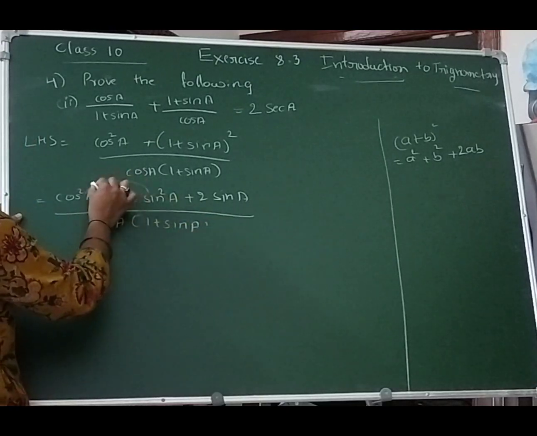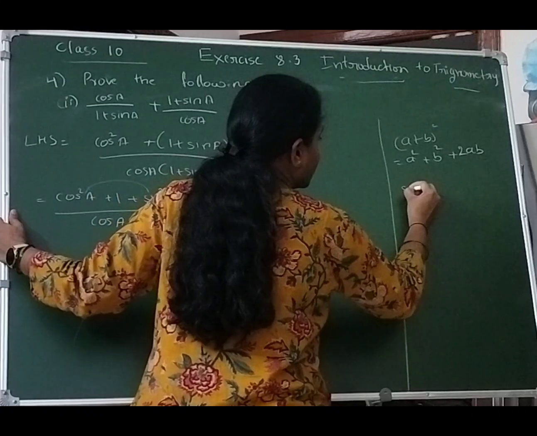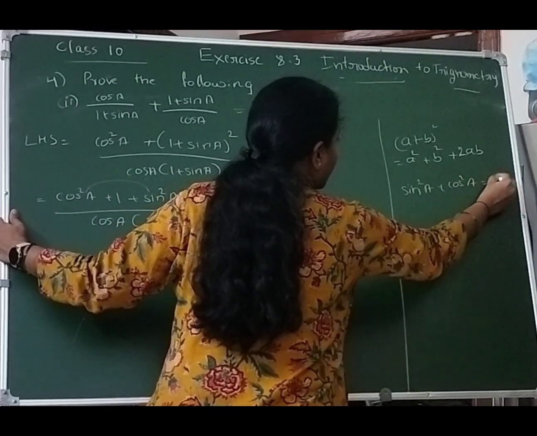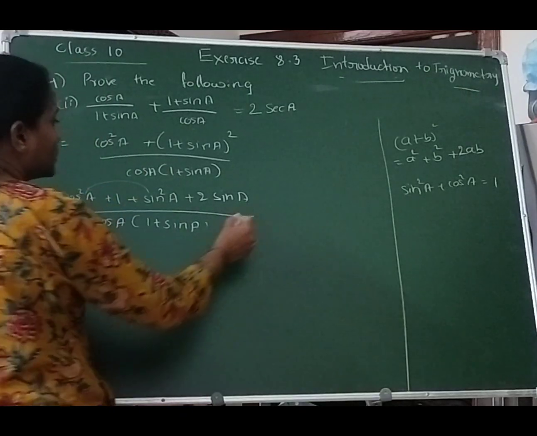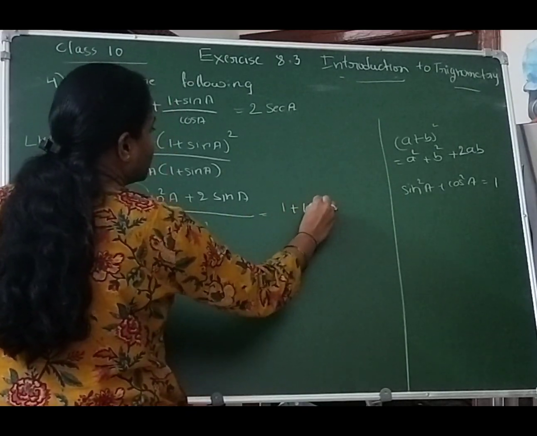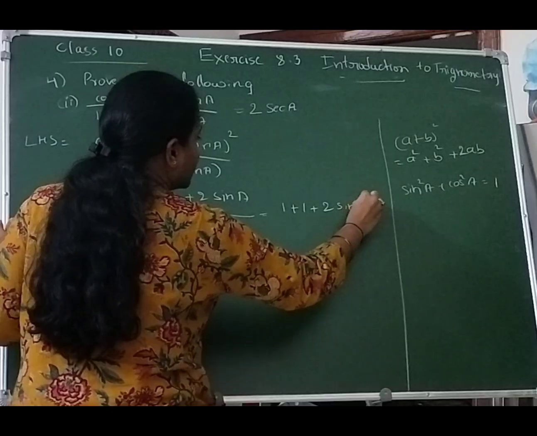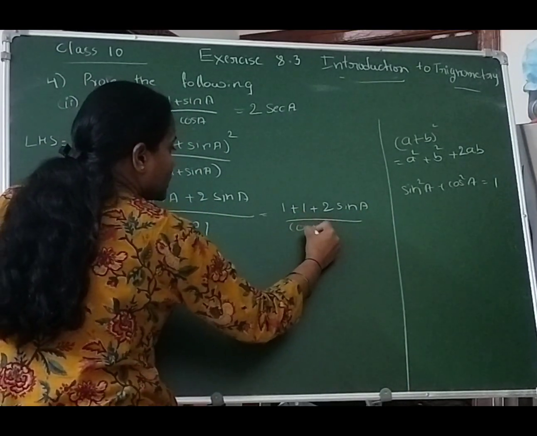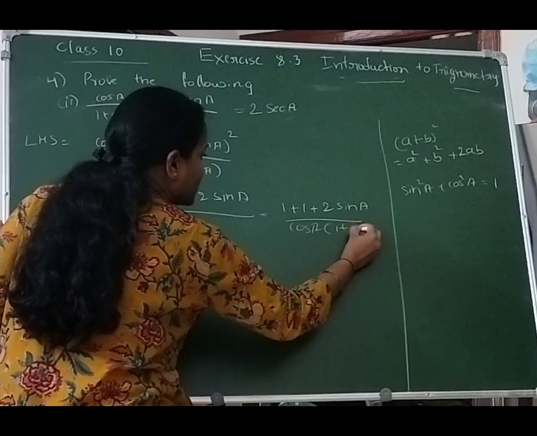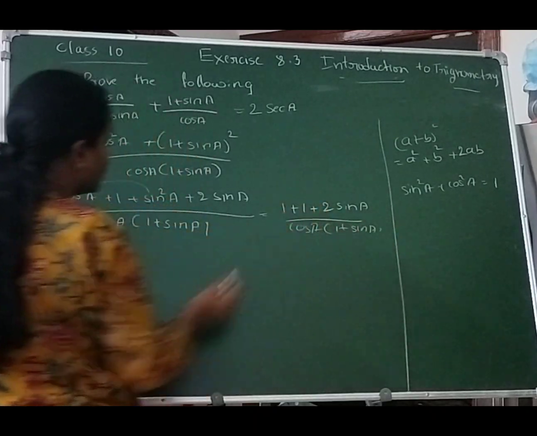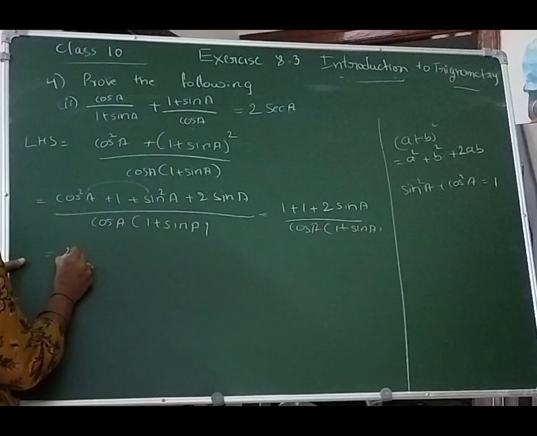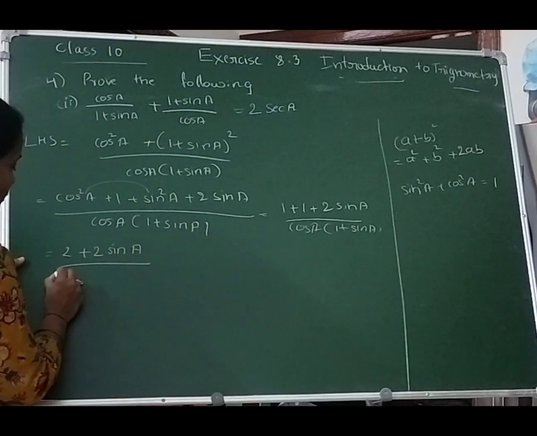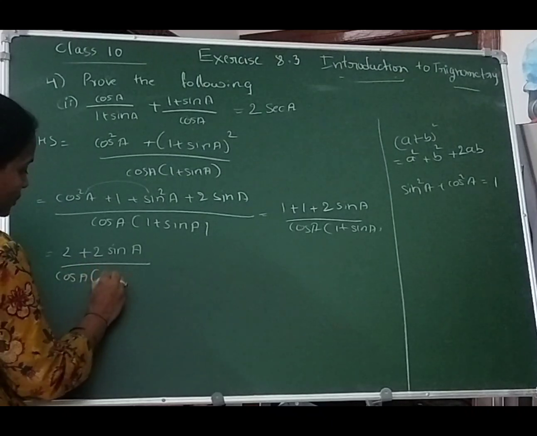So we can combine cos² A and sin² A using the identity sin² A + cos² A = 1. So we can write it as (1 + 1 + 2 sin A) divided by cos A into (1 + sin A). So what is 1 + 1? 2, right? So we can rewrite it as (2 + 2 sin A) divided by cos A into (1 + sin A).